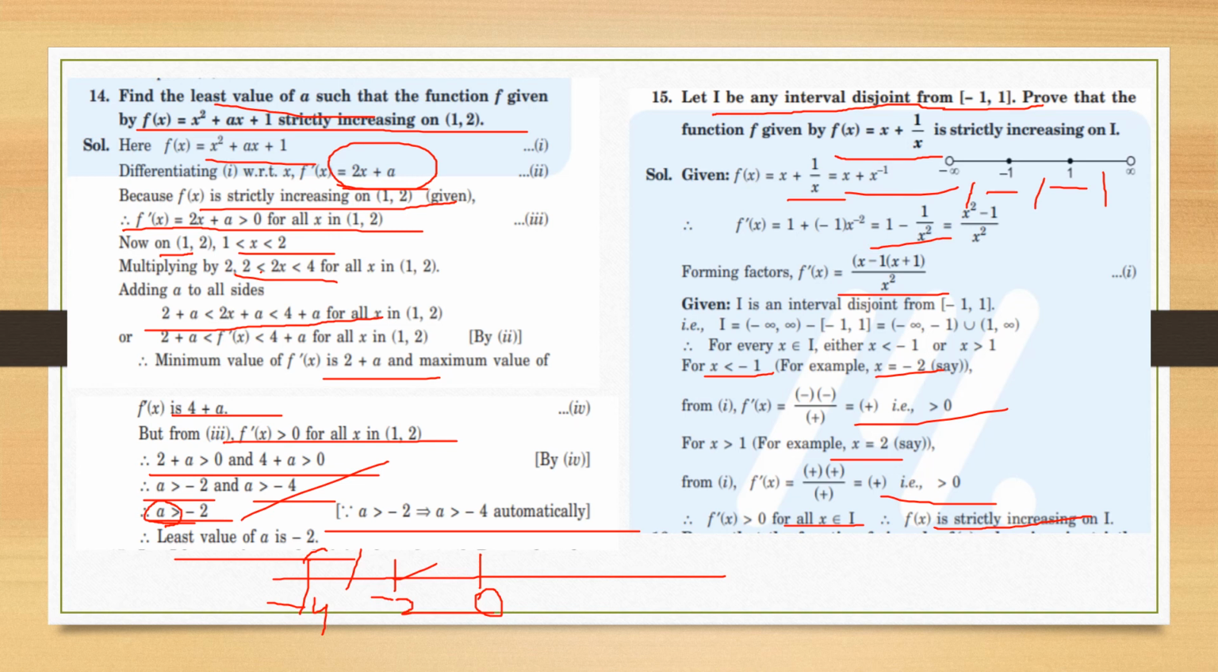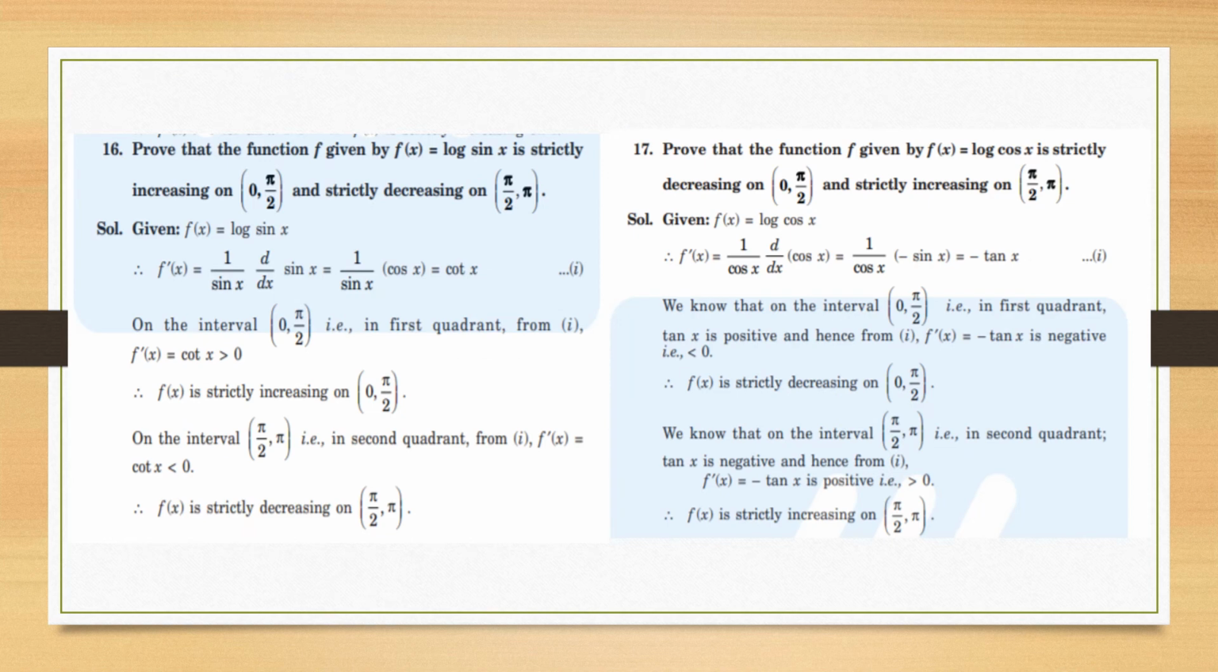Disjoint from this means I have to check only an interval disjoint from this, leaving behind -1 and 1. If you check the behavior between -1 and 1, you will find that the function shows the reverse behavior, that is, it is turning out to be decreasing. But in both these intervals, the function is giving you strictly increasing behavior.